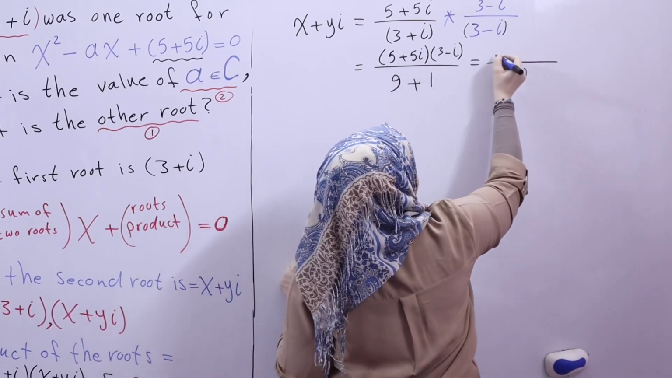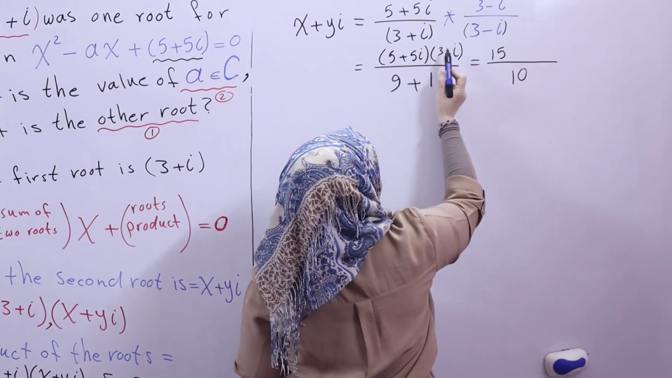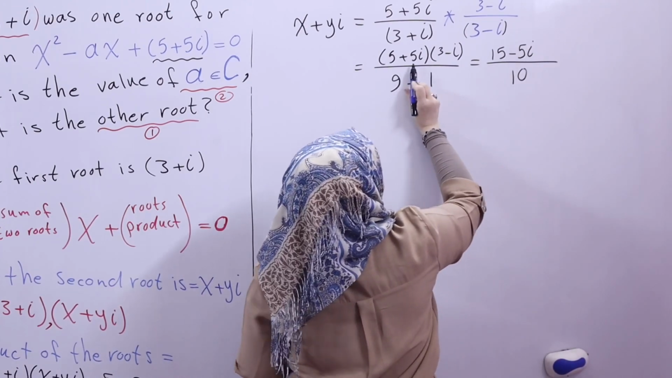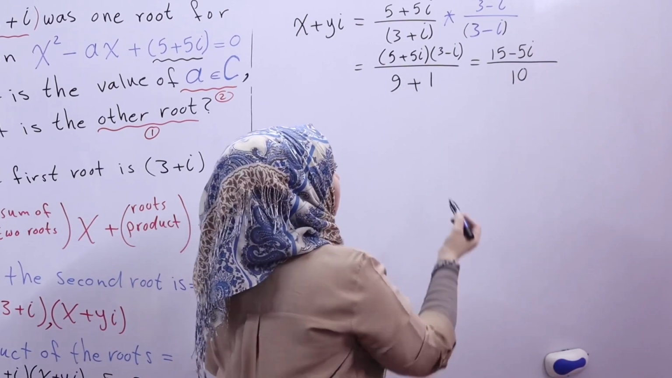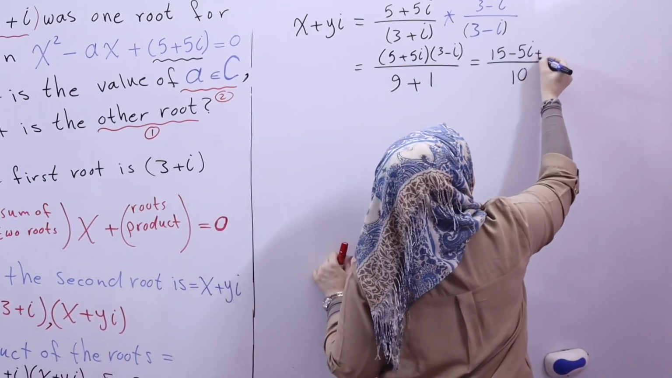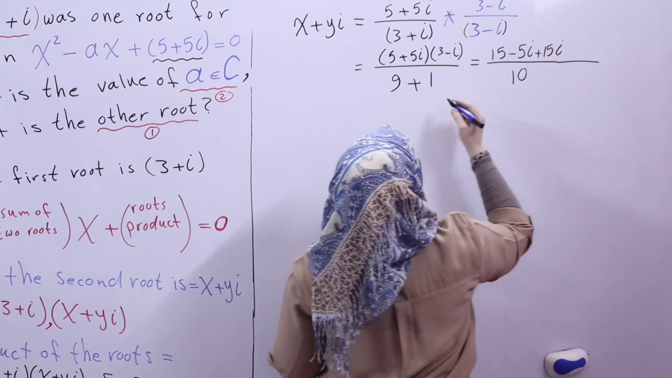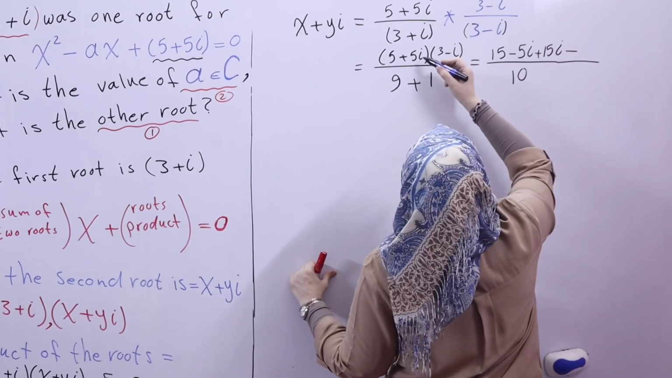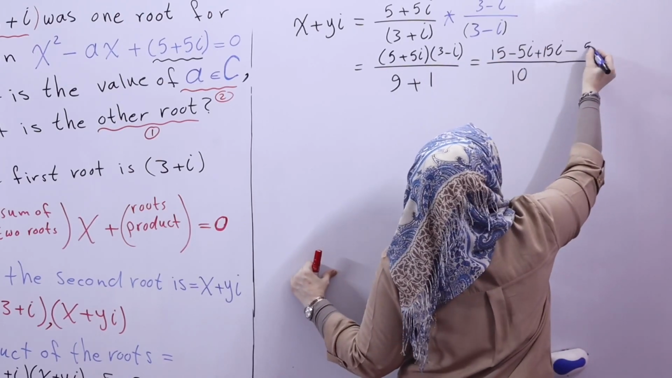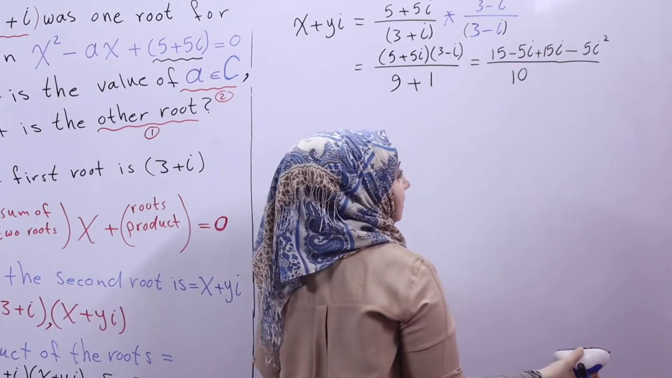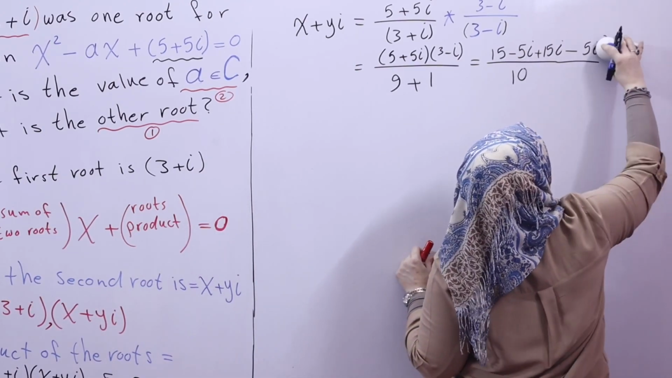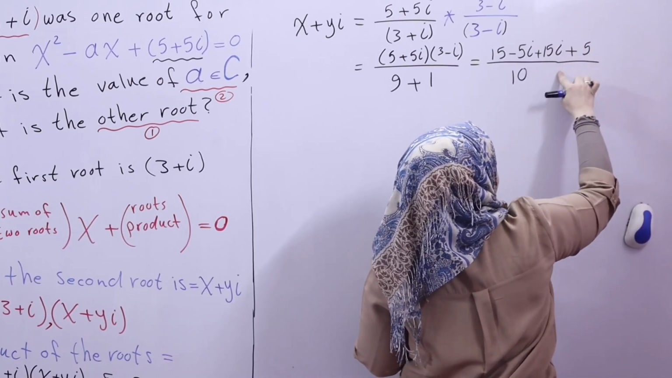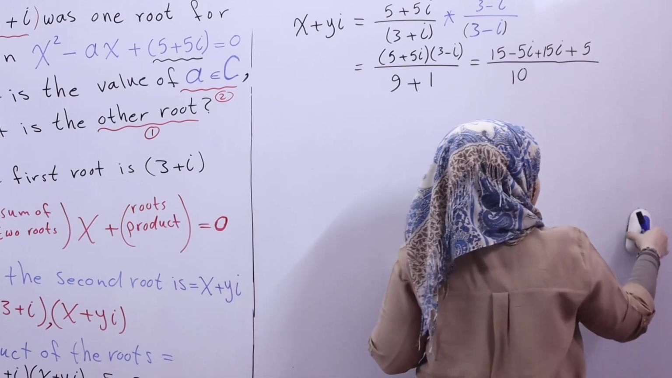5 multiplied by 3 is 15. 5 multiplied by negative i is minus 5i. Now, positive 5i multiplied by 3 is positive 15i. 5i multiplied by negative i: positive times negative is negative, 5i times i is 5i squared. And we replace i squared by negative 1. Negative 1 multiplied by negative 5 becomes positive 5.